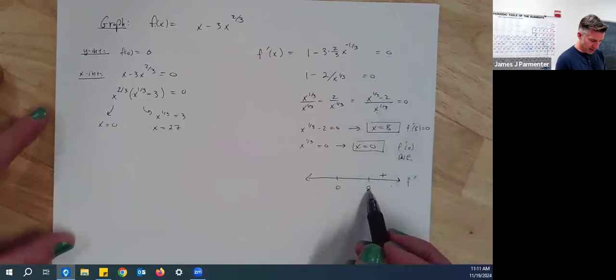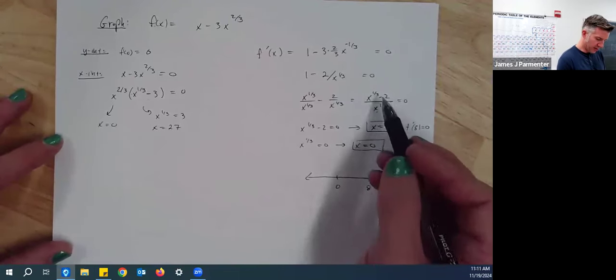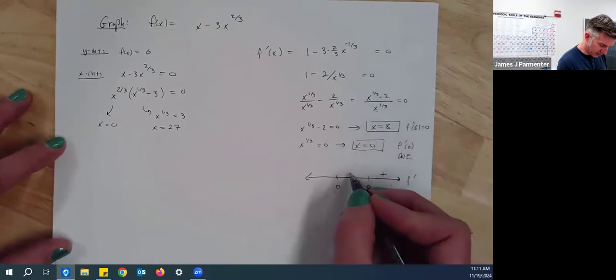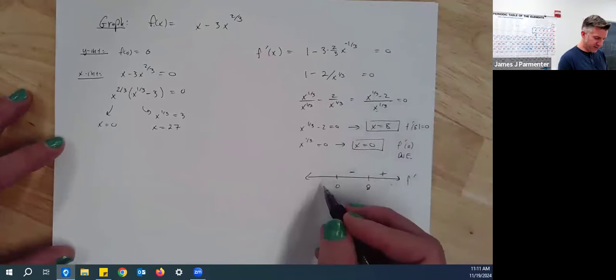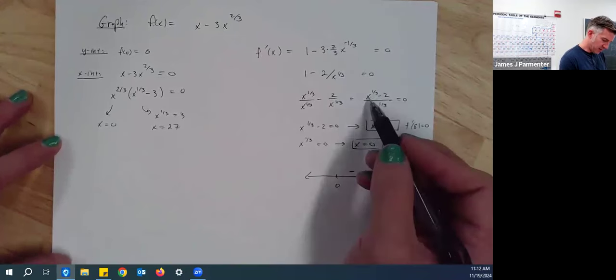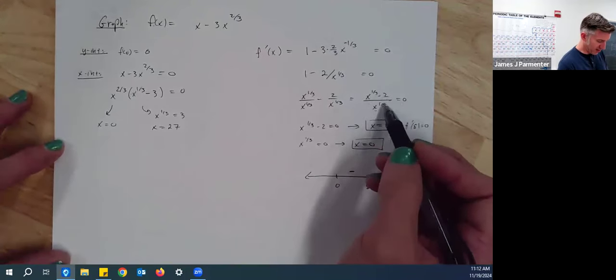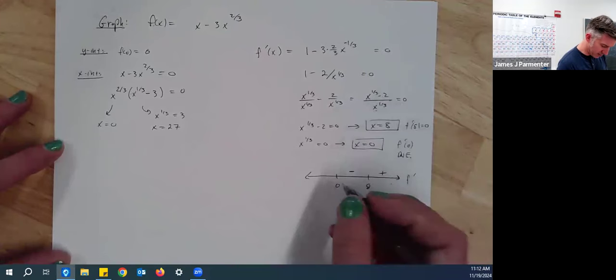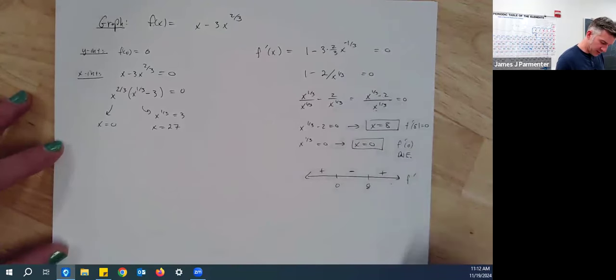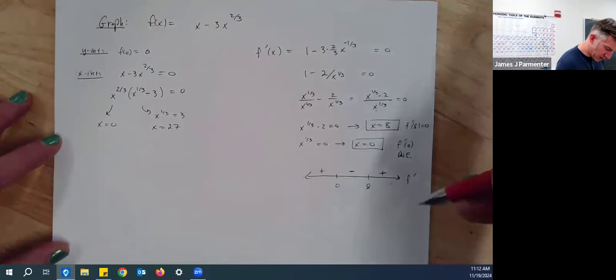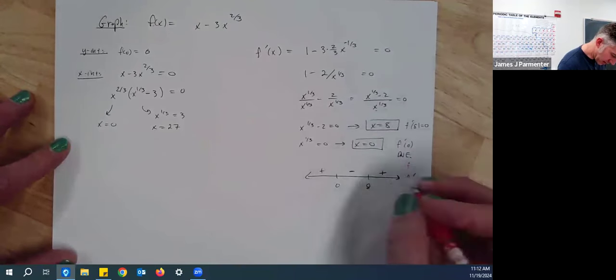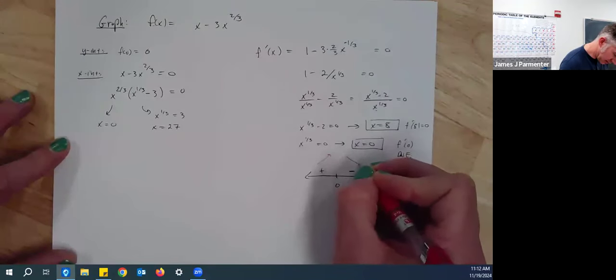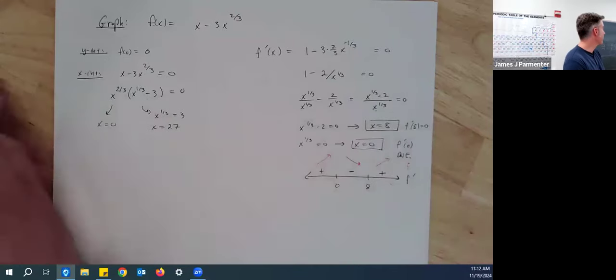And then between 0 and 8, let's pick 1. 1 minus 2 is negative. 1 is positive. So the whole thing is negative. And over here to the left of 0, negative 1. Negative 1 to the 1/3 is negative 1. Minus 2 is still negative. Negative 1 to the 1/3 is negative. And the negative divided by negative is positive. So that tells me that my original function is increasing, decreasing, increasing.